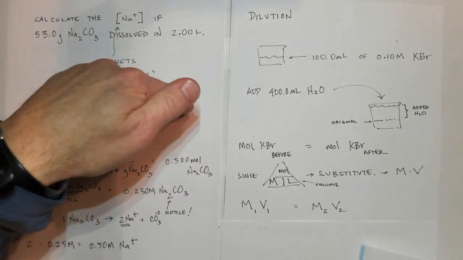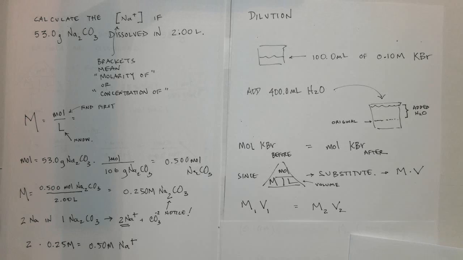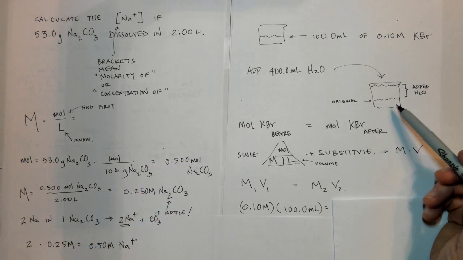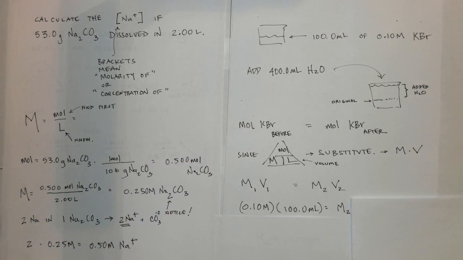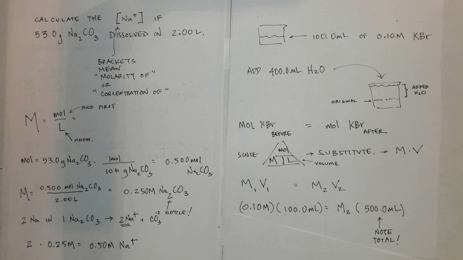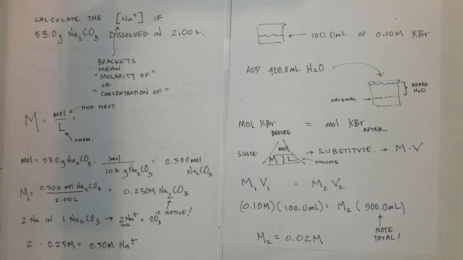If this were a problem, it could say what is the concentration of this KBr solution after I added 400 milliliters. So the original molarity was 0.1 molar, and there were 100 milliliters of solution to start with. And the final molarity is something that I want to know, so I'll write down M2. And the final volume is 100 plus 400, or 500 milliliters. Note that you have to use the total volume at the end. V2 is always the total volume. Solving this for M2, dividing by 500 on both sides, ends up being a molarity of 0.02 molar.